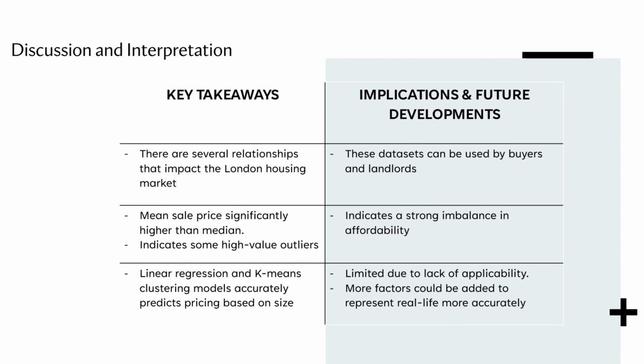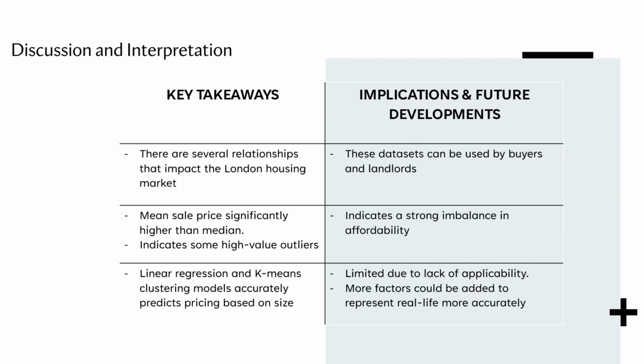Another key takeaway that we got from this dataset is that there is a high disparity in London properties and affordability. In our statistical analysis, we found that the mean sale price was significantly higher than the median price, which indicated the presence of high value outliers in our dataset. It would have been beneficial to investigate this further and see where exactly these outliers were coming from, and if these higher priced properties were situated in certain geographical locations in London. This will help to highlight the imbalance of affordability based on area in the city.